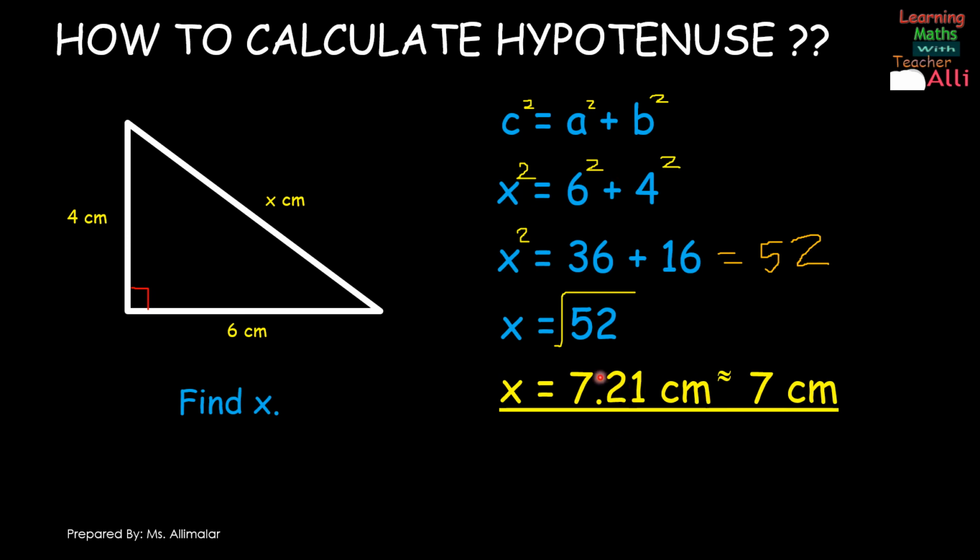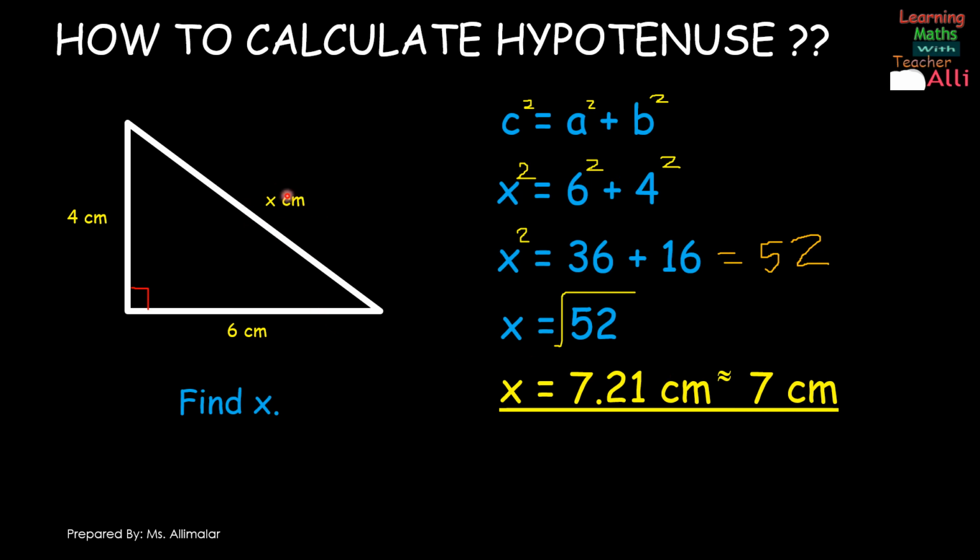Do you know why after I round off 7.21 I get only 7? Why not 8? Because after the decimal point I have 2. Guys, always remember, if we have numbers after the decimal point, if we have a number like 5 and more than 5, the number will go up to 8. But if we have a number less than 5, which is 2 here, it will go back to 7. So the value of x is 7 centimeter.